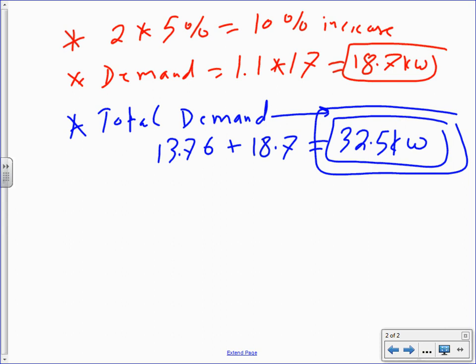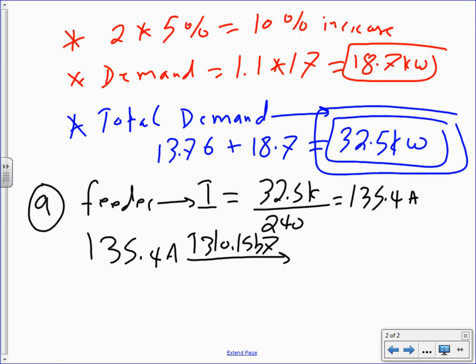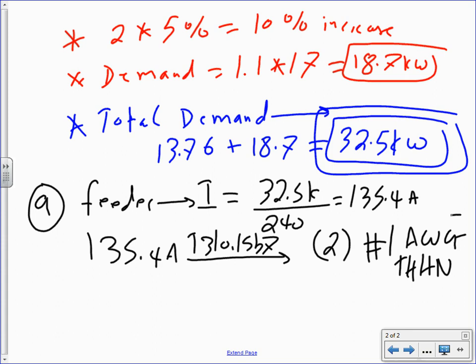Okay, then now finding A, which is the feeder, it becomes piece of cake. You take I, you take the 32.5K divided by 240, and that will get you a healthy 135.4 amps. And then from here, you take 135.4 amps, take it to table 310.15(B)(7), and that will get you two conductors, number 1 AWG THHN. Two conductors. Any question, guys, about this? I will go back to A and put the answers here for A. Same thing, put the answers for A.